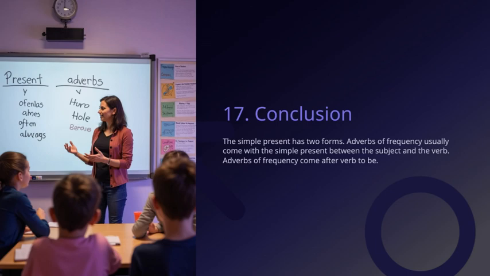The second form is used with the verb to be. When the verb to be is in the simple present, the adverbs of frequency come after it. So we would say, he is often late, or they are never busy. Recognizing where to place these adverbs really helps make your sentences clear and natural. Overall, understanding these two forms and the placement of adverbs of frequency helps you communicate routines and states effectively. It ties back to our goal of mastering basic tense structures for everyday conversations.